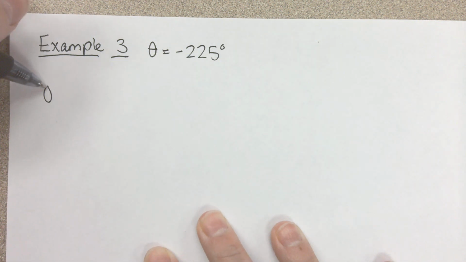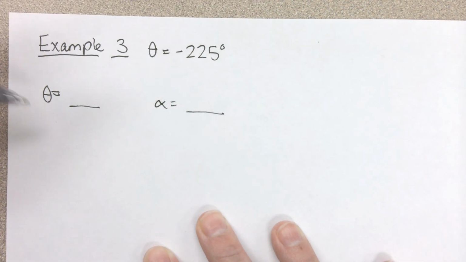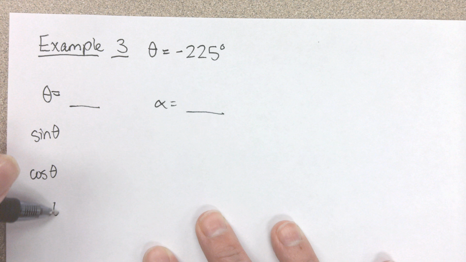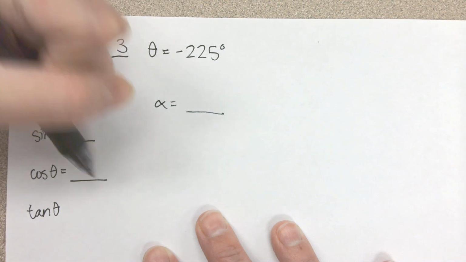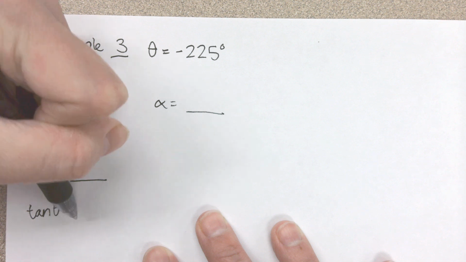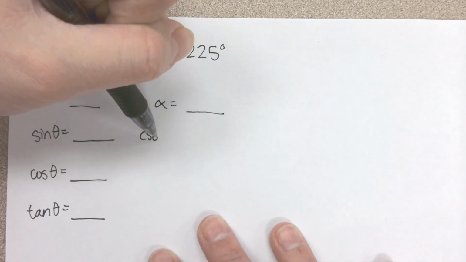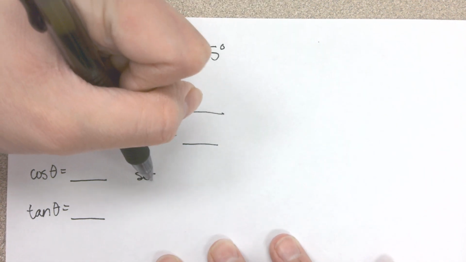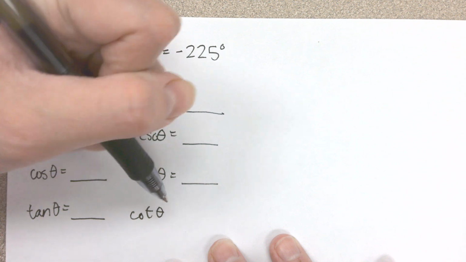Let's fill in our blanks. We have theta, alpha, sine, cosine, and tangent. And the reciprocals, cosecant, secant, cotangent.